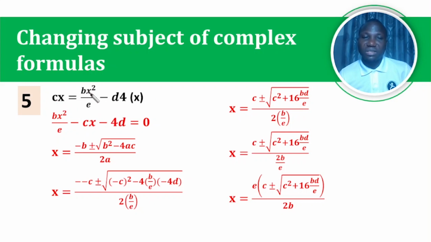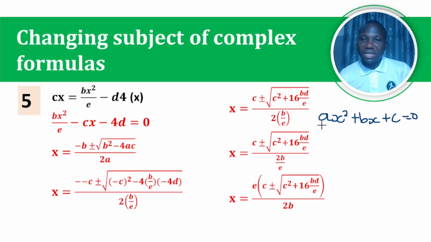So we arrange in that manner: bx squared over e first, then take this one here, that will be minus cx, then this will remain minus 4d, then equal to, since we have moved, the only term we have on the left is x, we have moved it here, so that means everything here will be equal to 0. So we have equal to 0. Now if everything here is equal to 0, generally this is the representation for all quadratic equations: ax squared plus bx plus c equal to 0.